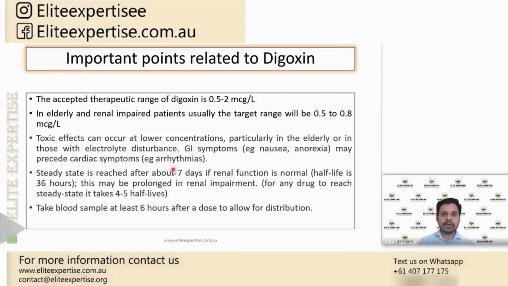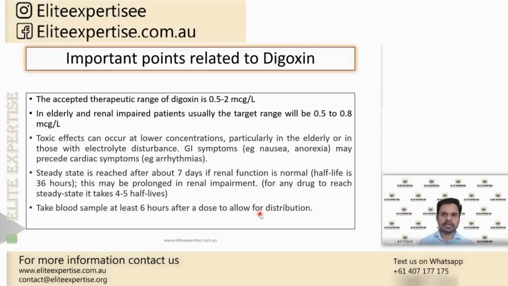So it means that we measure the therapeutic levels of digoxin. We'll take the sample and measure the digoxin levels only once the digoxin reaches the steady state concentration. So before that, we should not measure the steady state concentration of digoxin. And that too, we need to take the blood sample at least 6 hours after the dose to allow proper distribution of the digoxin.